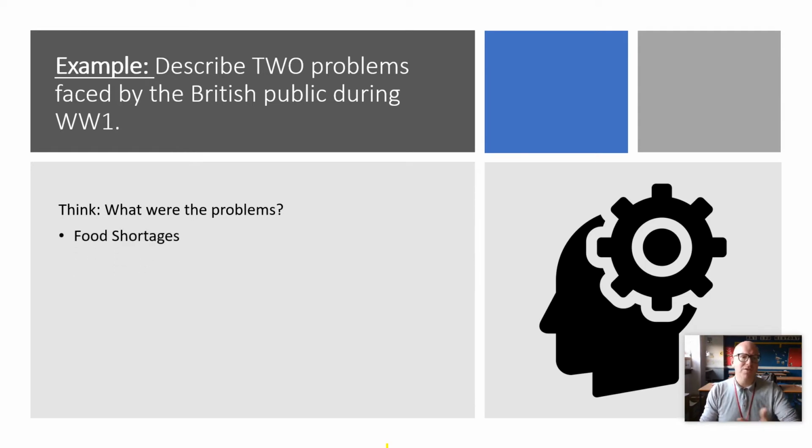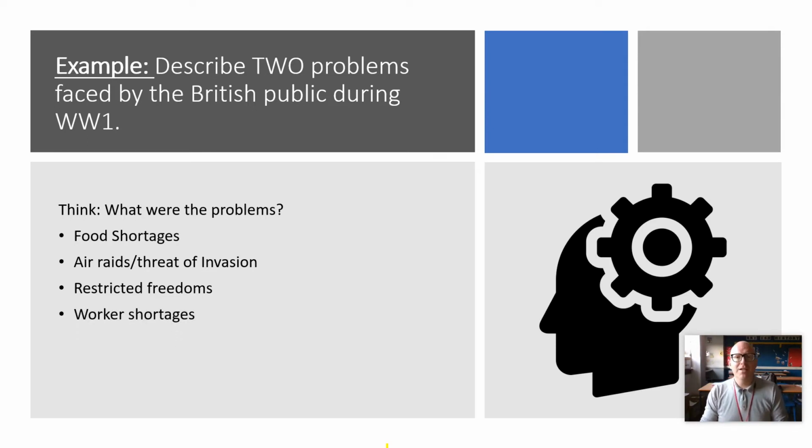They had food shortages, and a bit of rationing came in. They had air raids and the threat of invasion from the Germans. You had restricted freedoms, censorship, pubs getting shut. They couldn't buy binoculars and torches and things like that. There were shortages of workers because the soldiers had to go off to fight. Inflation, the price of goods went up, often by 100%. So I've got 5 issues there.